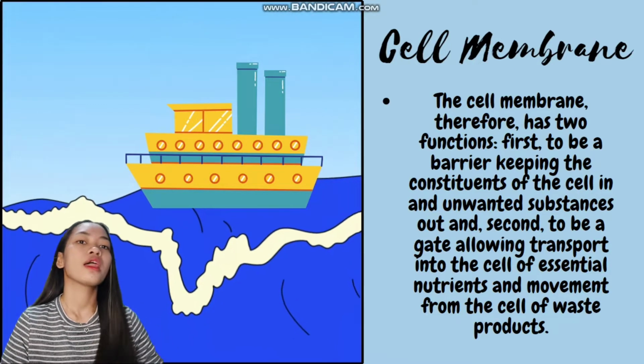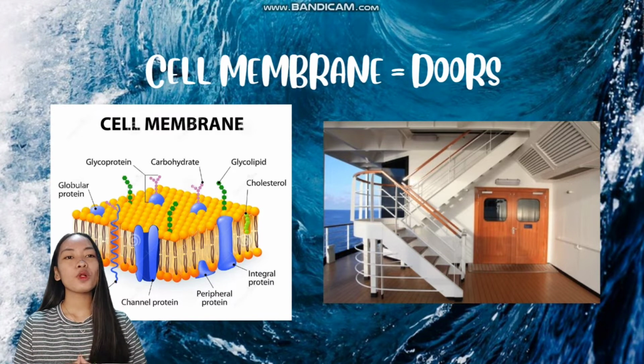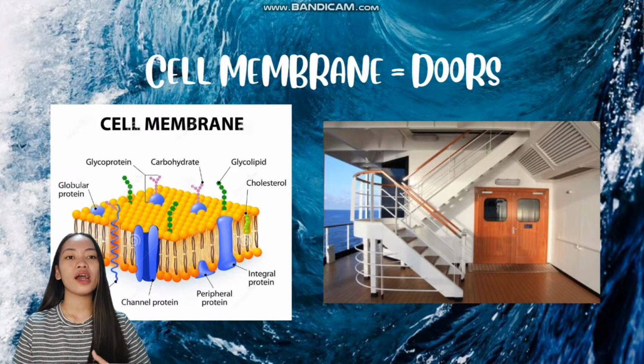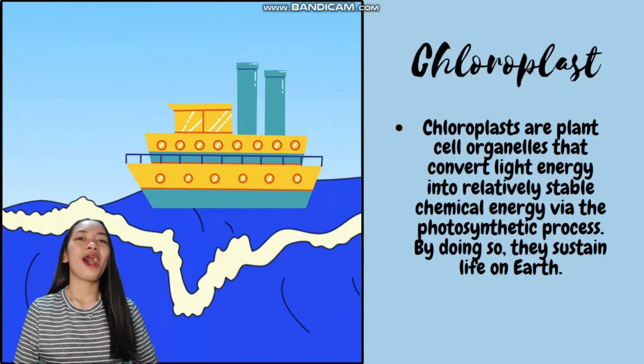waste products. So the doors are like the cell membrane in the cell because the doors let people in and out. They let people with tickets in and the ones that don't stay out. Just like a cell membrane, its function is to allow good things to come in and the bad or unwanted things to stay out. So next is the chloroplast.